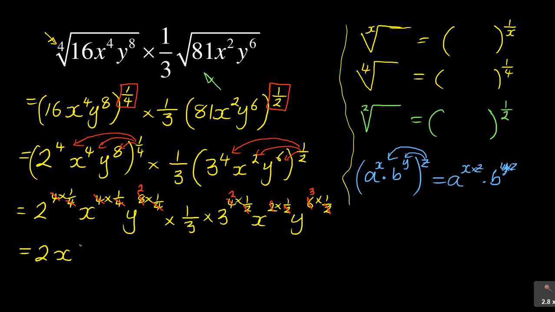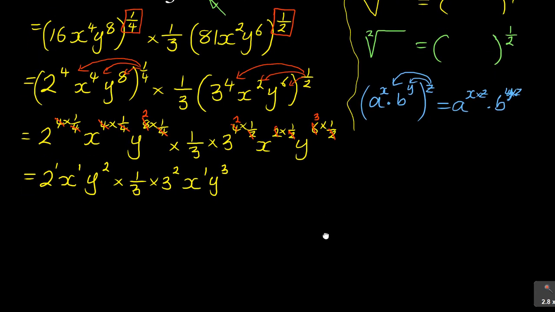And then if you further simplify, then you'll have 2 to the power of 1, which is 2, and x to the power of 1 in this case, which is x. You can make it 1 over 1 there, and then we've got y to the power of 2 times 1 over 3, and then times 3 to the power of 2. Even if I don't put a times there, I just have to say x to the power of 1 and y to the power of 3. So that is that.